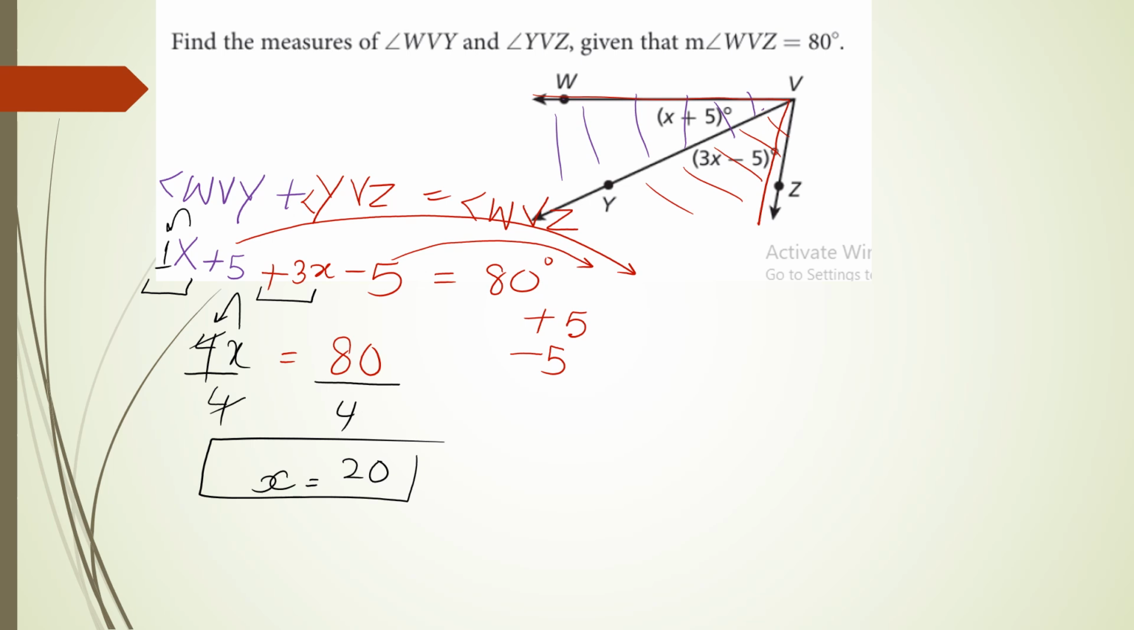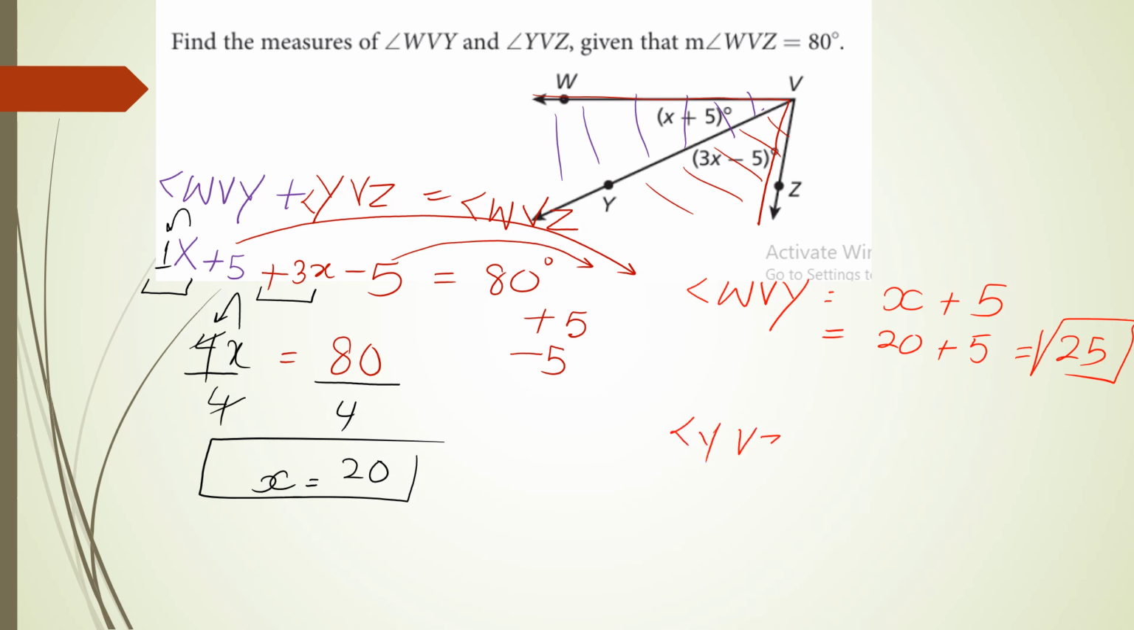Now find the measure of each angle. So angle WVY equals to x plus 5. Replace x by 20, so 20 plus 5 gives us 25. The next angle is YVZ, which is equals to 3x minus 5. Replace the x by 20, minus 5. So 3 times 20 is 60. 60 minus 5 gives you 55.